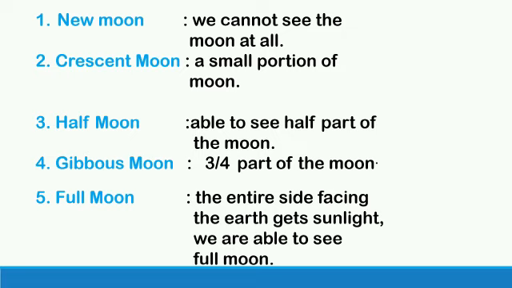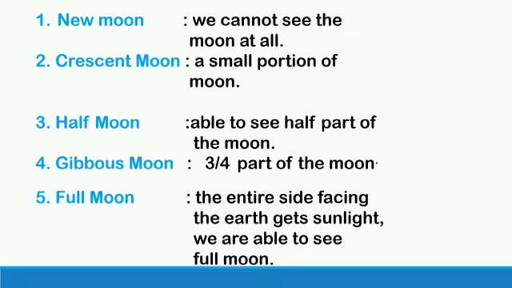When the side of the moon facing the earth gets no sunlight, on that day we cannot see the moon. That is known as new moon. After that, the moon keeps on moving along the orbit and a small portion facing the earth gets sunlight, and we are able to see a small portion of the moon. That is known as crescent moon.